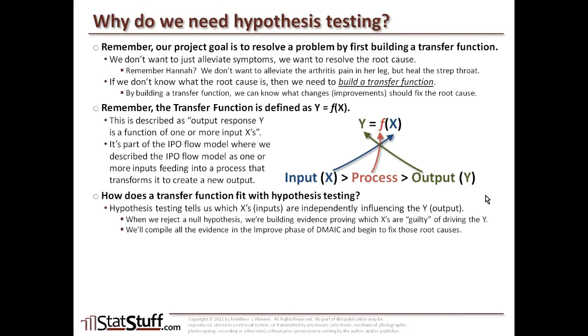And what we'll do at the end is compile all the evidence in the improve phase of DMAIC, and that's when we'll begin to fix those root causes, or come up with a plan that's going to fix those root causes. Now we know from the hypothesis testing which of the x's are the most critical x's that have the most influence and where we need to make the biggest changes that are going to affect our output y. Okay, now let's review again the various steps that we follow when doing hypothesis testing.